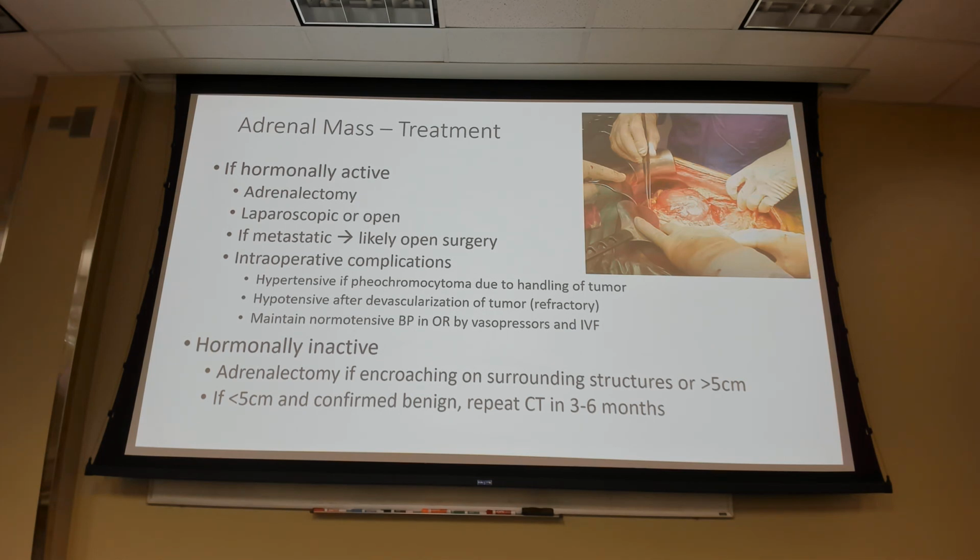And then if it's hormonally active, that's when we do the adrenalectomy. Typically, we do a laparoscopic procedure nowadays. Well, we really only do an open one if we're worried about metastases. And then we do have to worry about intraoperative complications with this procedure. We can have hypotension, a refractory hypotension post-op. So it's important that we have great blood pressure control for this. We may have to give pressors during the surgery or IV fluids.